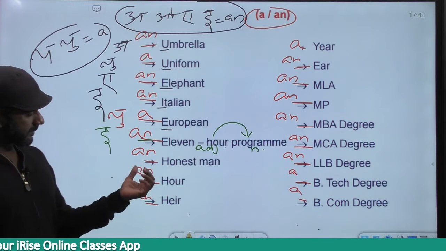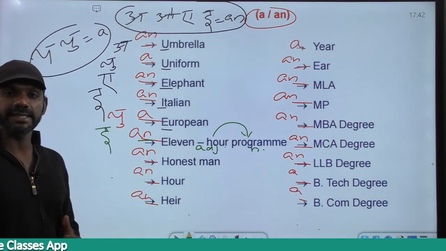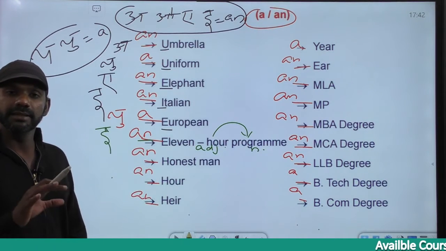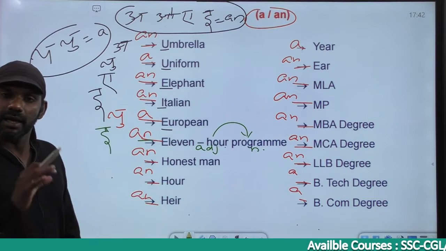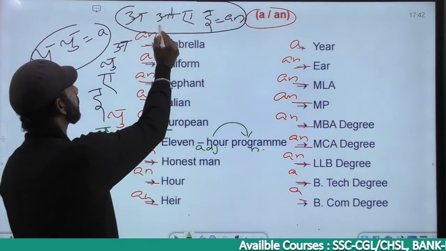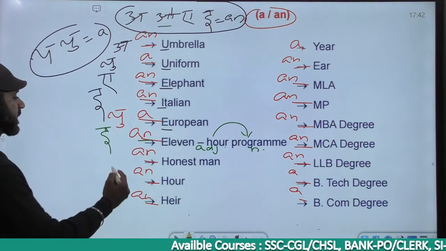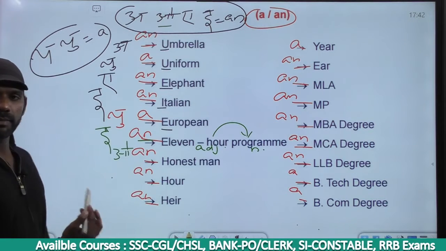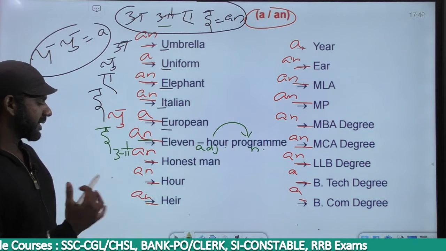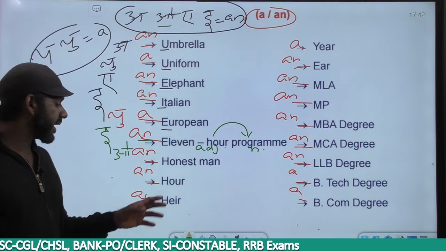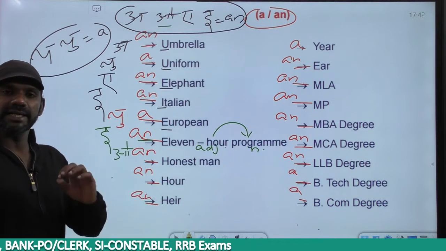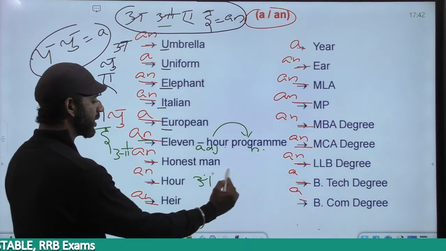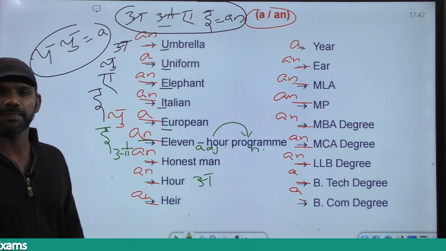Now, H-O-N-E-S-T. I told you, H is silent here. It is not honest. This word is pronounced as honest. Honest, the first sound is O. Right? It's honest. The first sound is O, so it must be an honest man. Dash H-O-U-R. H is silent. It is not hour. It is just pronounced as R. R, the first sound is R, so it must be an R.